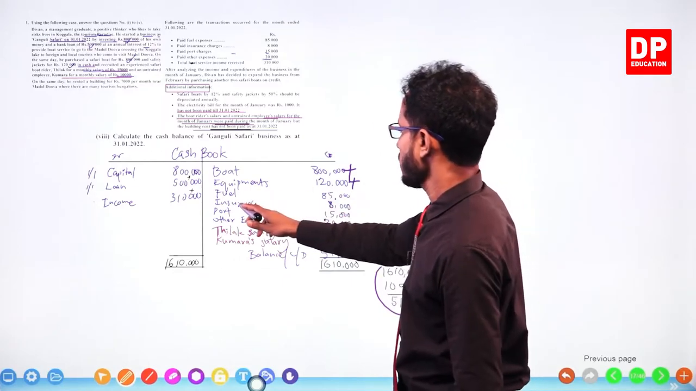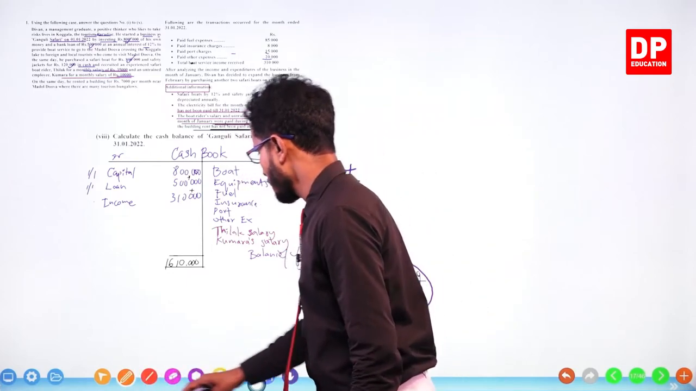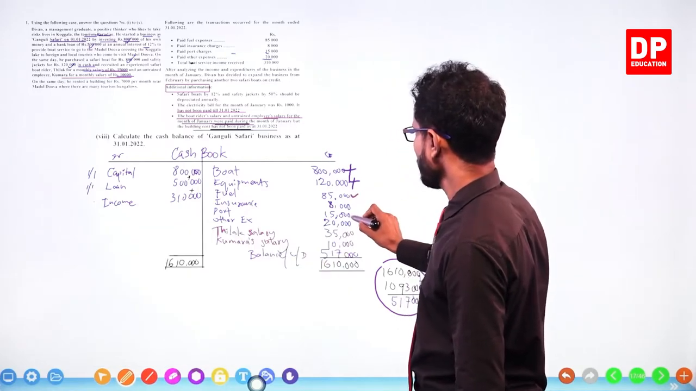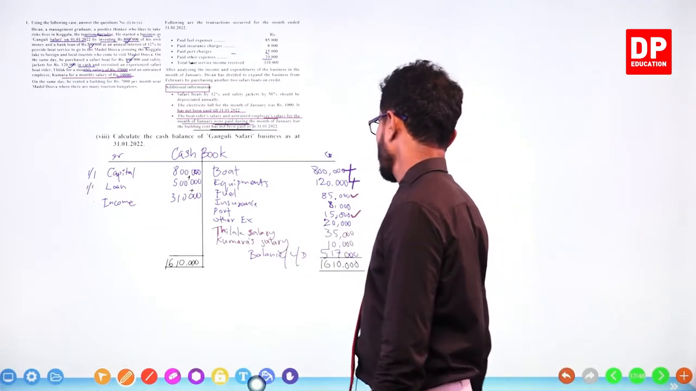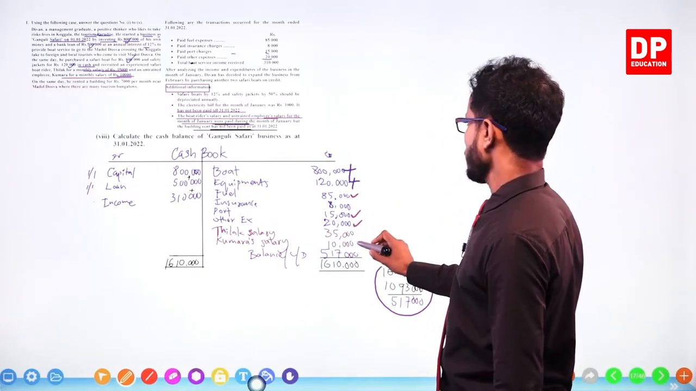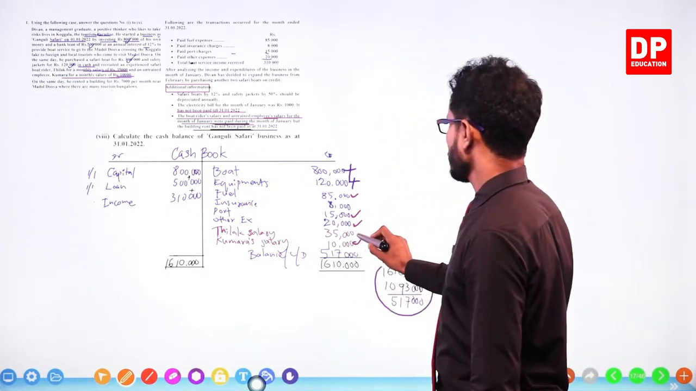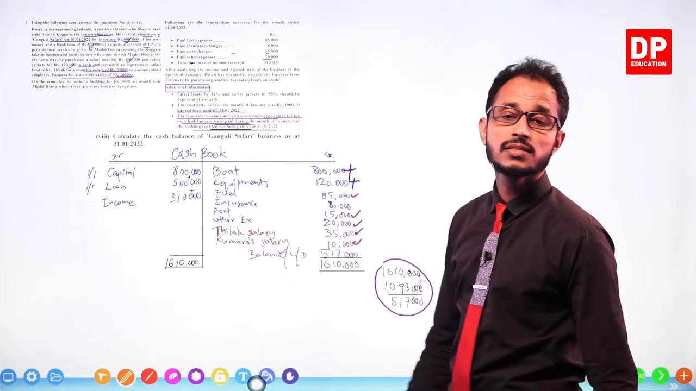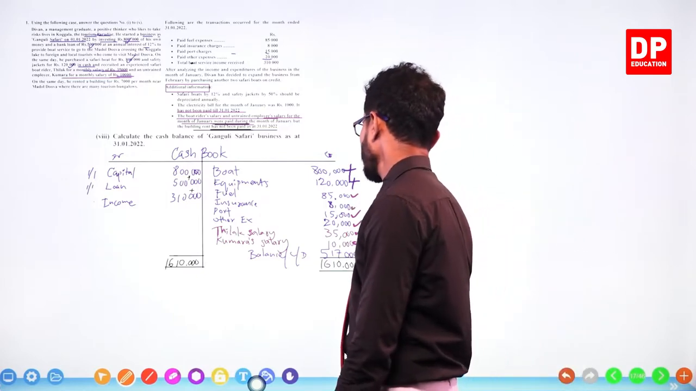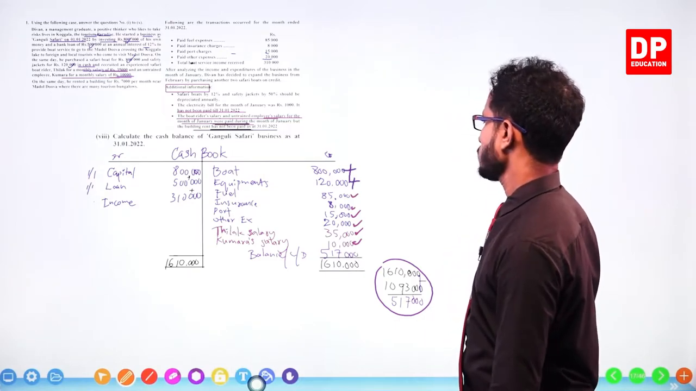Fuel 85, insurance 8, port 15. Let's take the items one by one. Fuel 85 plus 15, 100,000 and 120,000. 120,000 plus 10,000. 130,000 plus 35,000, 165,000. 165 plus 8,000, 173,000. Those are the expense total.